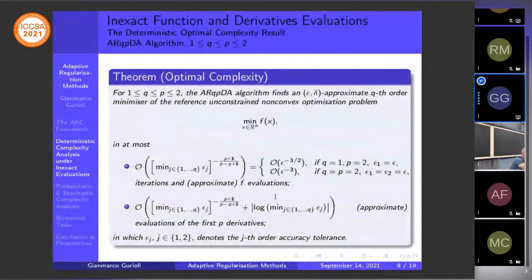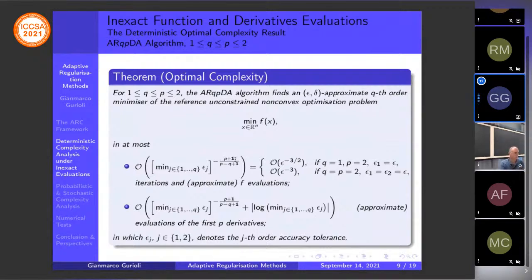The scheme then achieves the optimal complexity bound of the basic exact ARC framework in terms of the worst case number of outer iterations and approximate F and derivatives evaluations. This is what we have, assuming that the accuracy requirements hold at each iteration of the method.